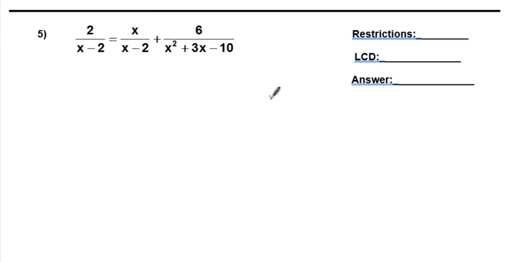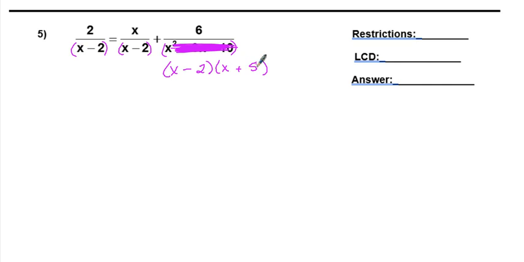All right, number 5. Once again, I'm confronted with a problem that probably needs a denominator factored before I can get a clear picture of what the LCD is. So this doesn't need to be factored, this doesn't need to be factored. Let's look at this one here. What multiplies to negative 10 and adds to positive 3? Probably another combination of 5 and 2. This time it's a plus 5 and a minus 2. Okay, so that's now my denominator going on this fraction.